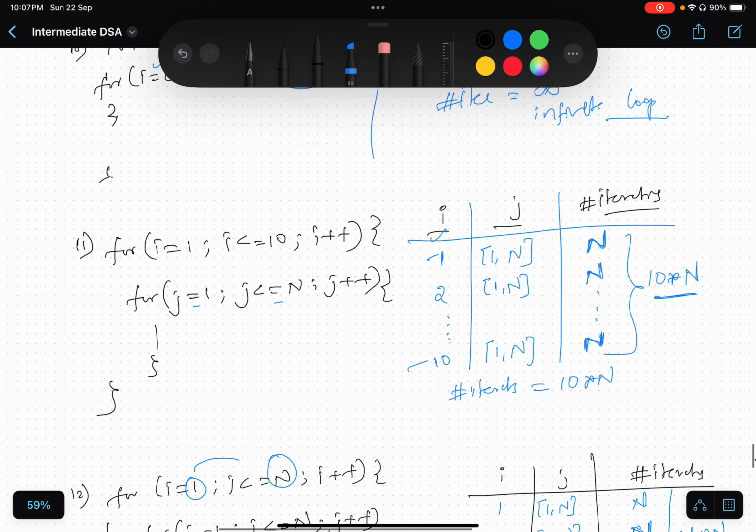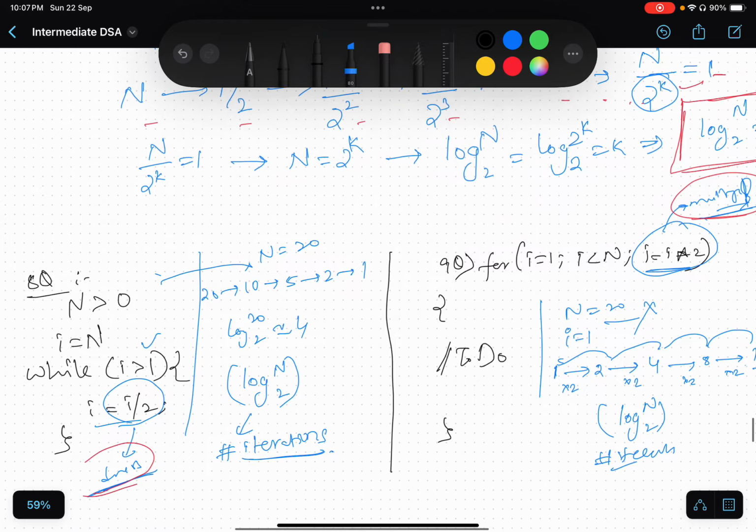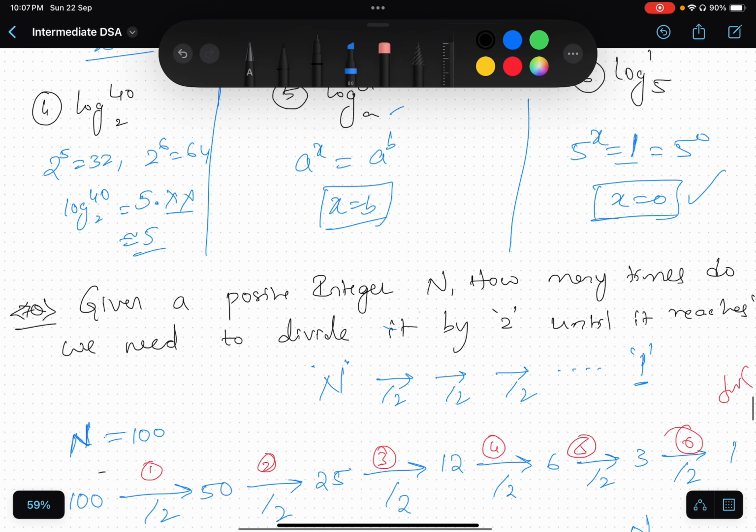In the next class we will see how we compare algorithms using graphs and big O notation.